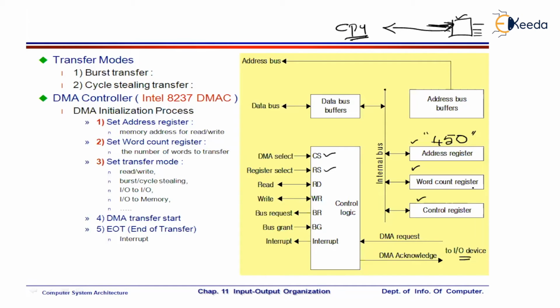What is the word count register? Word count register will be filled with the number of words. Let us say in this case, 1000 words are initiated. Let us say this peripheral device, IO device, is a keyboard. Keyboard wants to make a transfer of 1000 characters to the main memory. So for that, CPU will have to put the starting address of the main memory in the address register. Then it has to transfer the number of words that are needed to be transferred to the word count register. And finally, it places an appropriate byte into the control register.